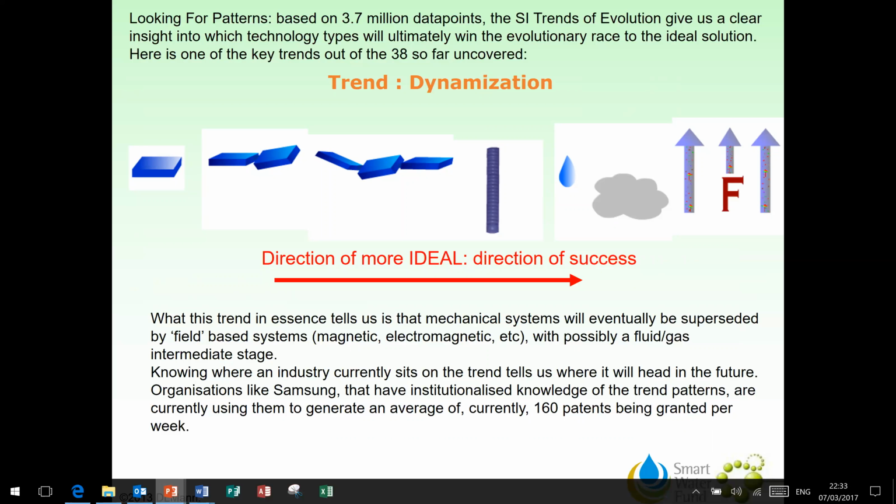So field could mean a whole bunch of things. It could mean magnetic field. It could mean somewhere on the electromagnetic spectrum, light, laser, etc. But what it effectively says is that the field-based solution is going to beat any mechanical solution. So we use that trend. There are actually 38 other trends.